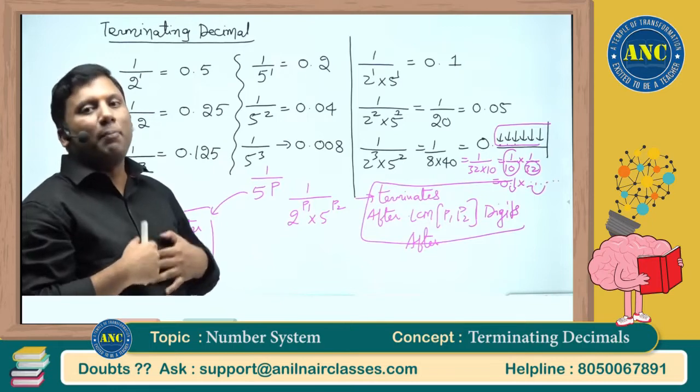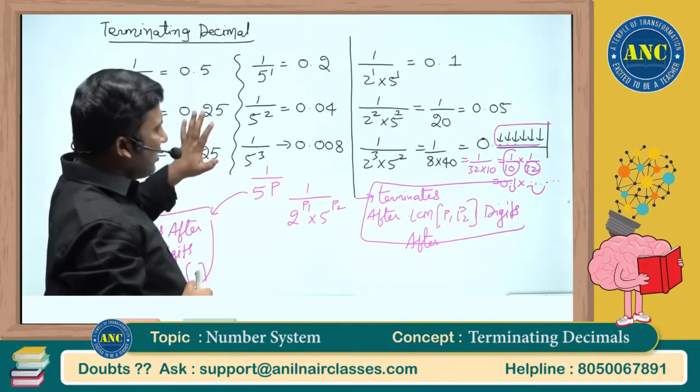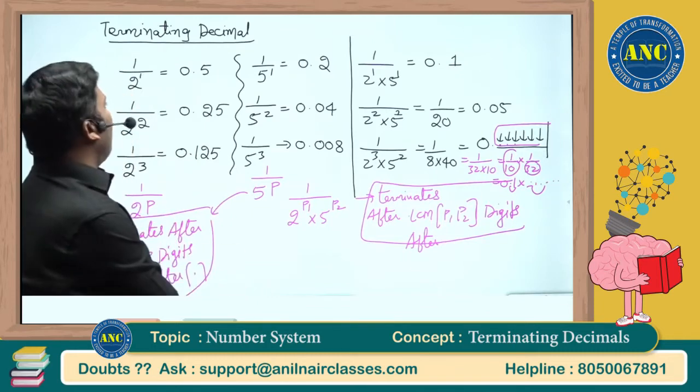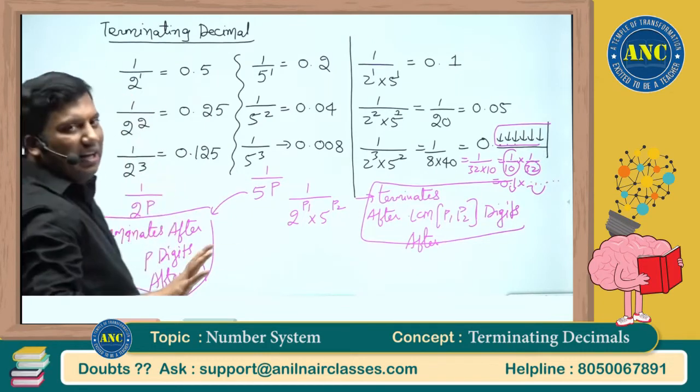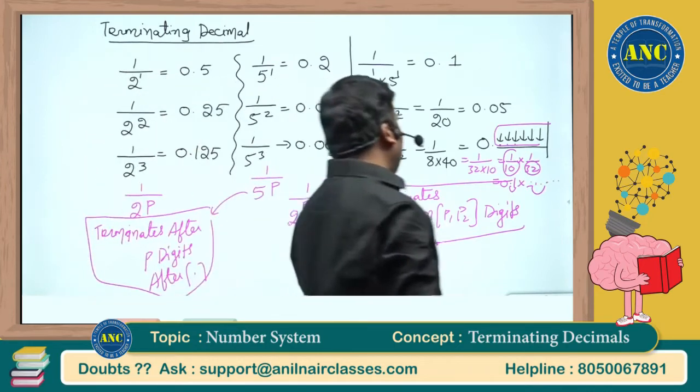Generally people will say 0.3 bar is 3 by 9, 0.32. No, actually this is recurring and terminating decimal. Is this idea clear? First we will understand terminating decimal, then we will get into the recurring decimal.